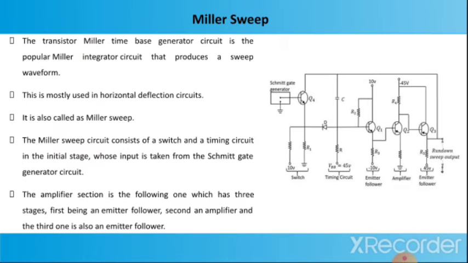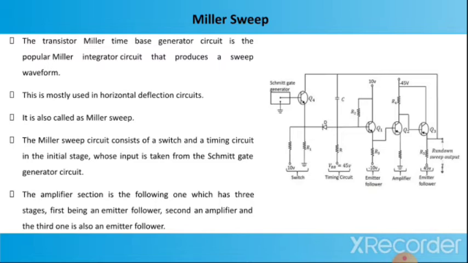Let's just move forward and talk about the Miller sweep. It is a type of sweep generator. The transistor Miller time-based generator circuit is a popular Miller integrated circuit that produces a sweep waveform. This is mostly used in horizontal deflection circuits. It is also called the Miller sweep.